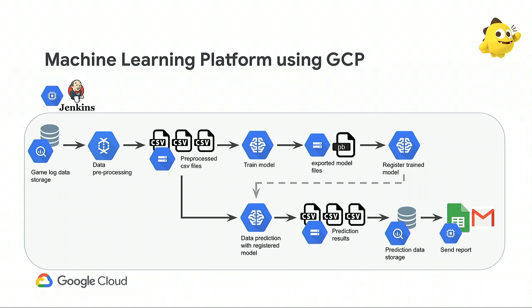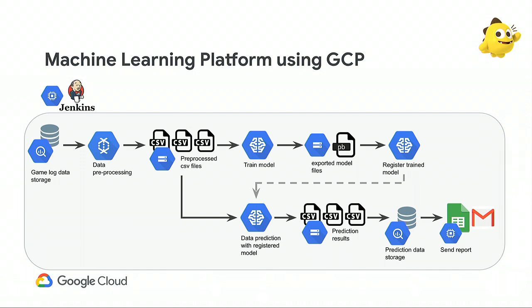So starting from the pre-processed files, which is the same as the training part, we run a prediction job on ML Engine. And when the prediction job is done, the predicted results will be saved on GCS. And we can just upload the CSV files to BigQuery and then send the predicted results to our customers, which are the game operational team. So all this process is also scheduled by Jenkins. The process is run every day or maybe even every hour. So guess how many people we need to manage this whole system? Just one or maybe even less.